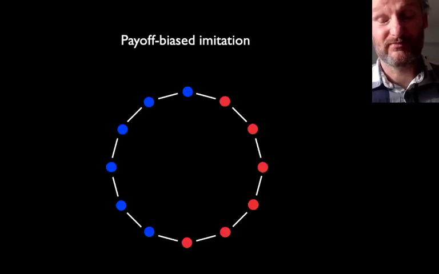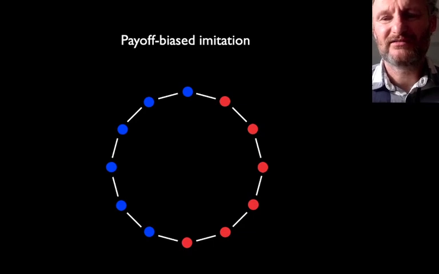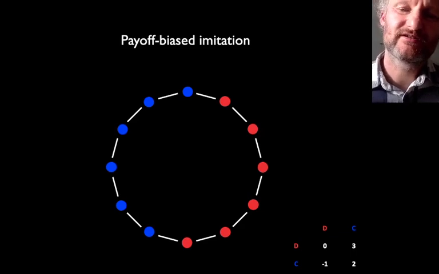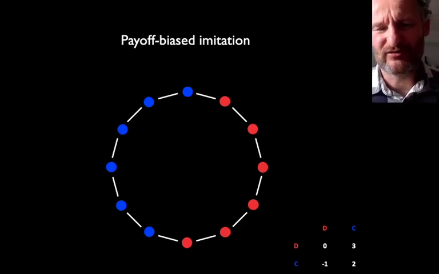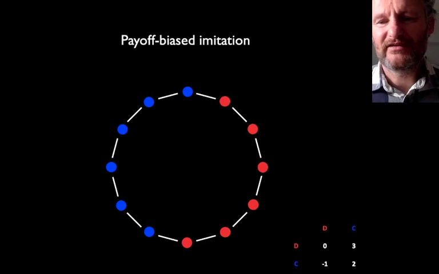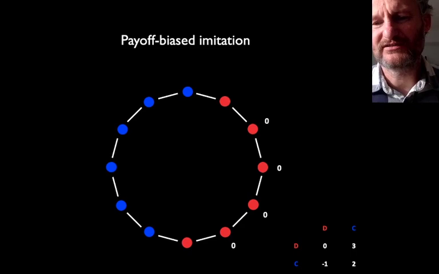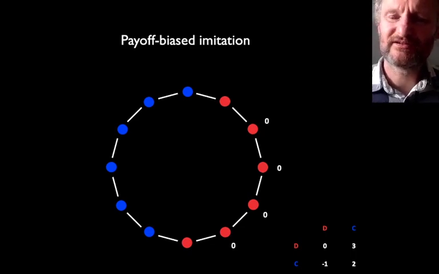So here is a population structure. It's a circle, and the red dots are defectors and the blue dots are cooperators. And all of them play two prisoners' dilemmas, one with their neighbor on the left-hand side and one with their neighbor on the right-hand side. And that means that these guys that are surrounded by defectors are getting a payoff of 0 because they get 0 from their interaction with their left neighbor and 0 from the interaction with their right neighbor.